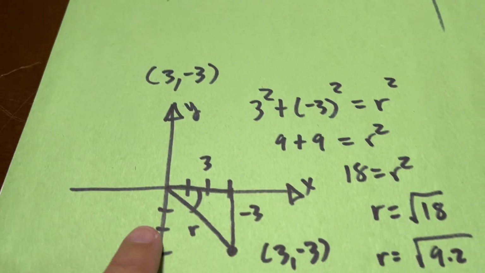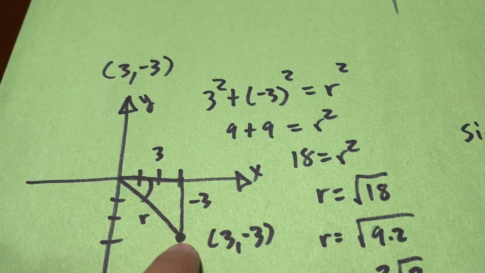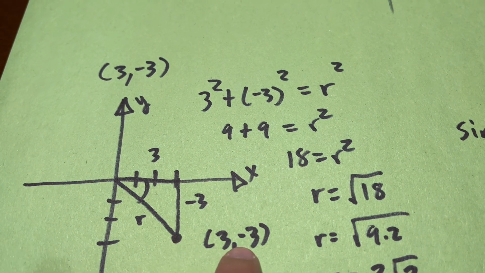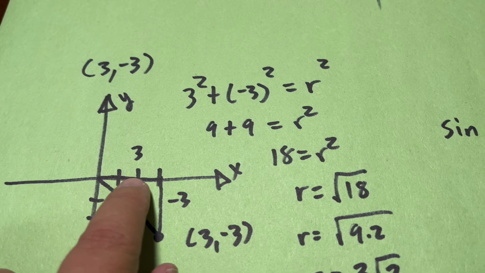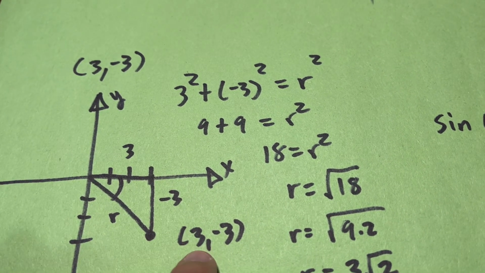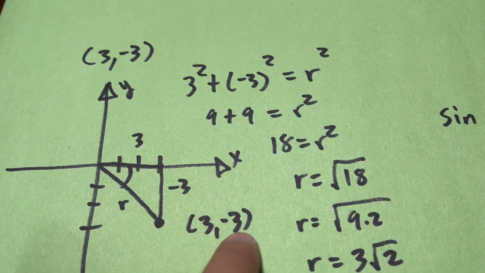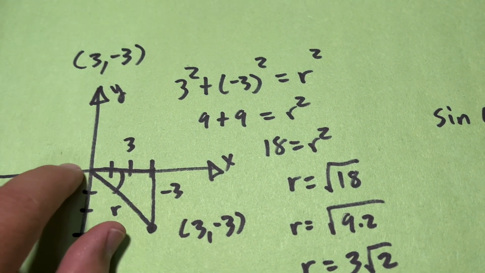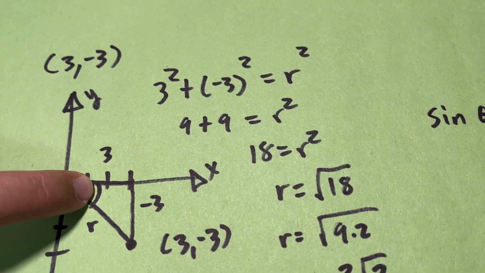So let's consider this problem first. (3, -3). The first thing you want to do is plot that point. So you go over 3 and down 3. You draw this little dot. This is where that ordered pair is. And you're going to draw a triangle. So this leg of it is +3, corresponding to this x value, and this leg of it is -3, corresponding to this y value. Now we draw this line to complete the triangle, and we're talking about that reference angle.